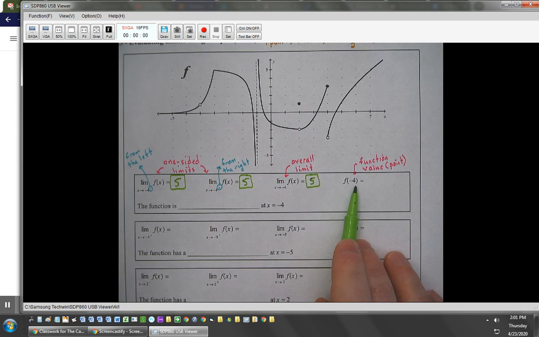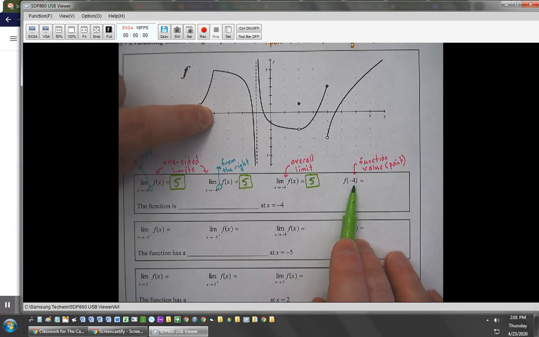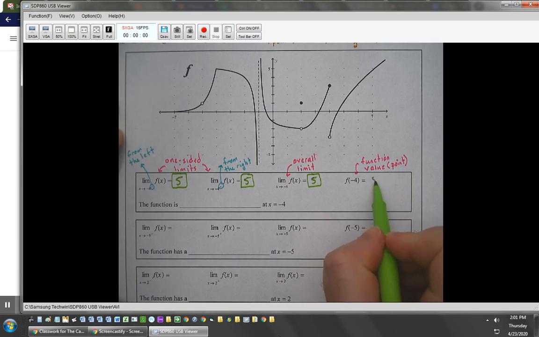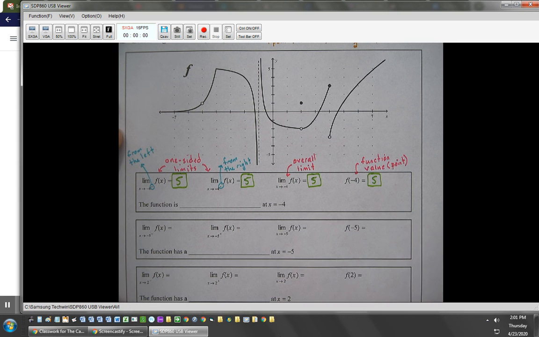F of -4, this is literally the dot. So you just go to x is -4, boom. I'm not approaching anything. I'm saying what's happening at -4. I track up to 5. So what do we call this? This is called continuous.